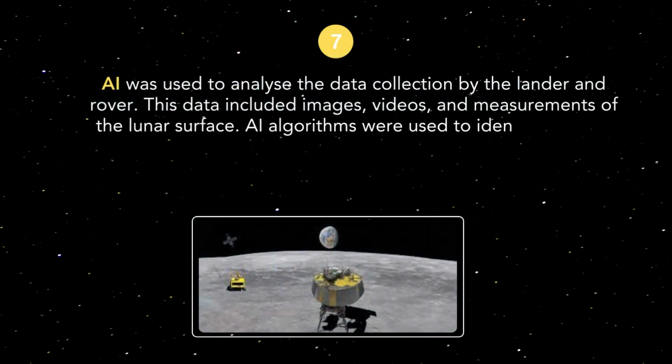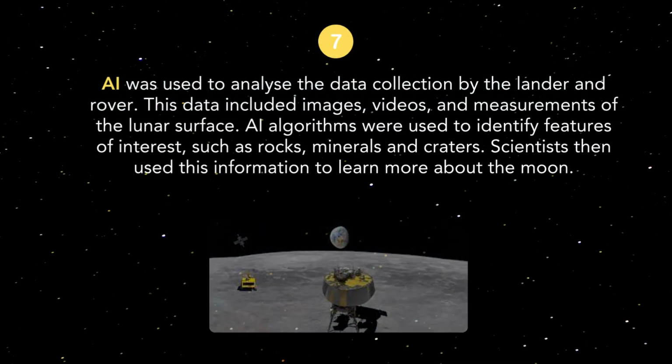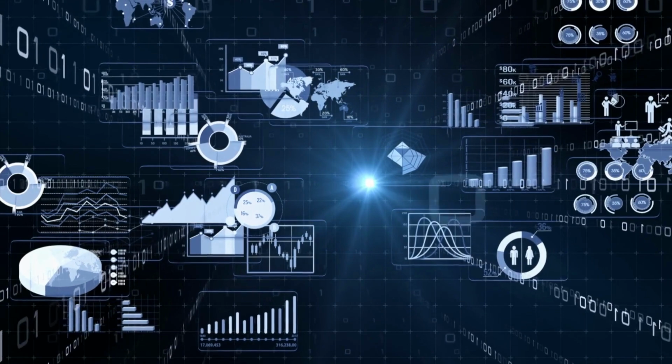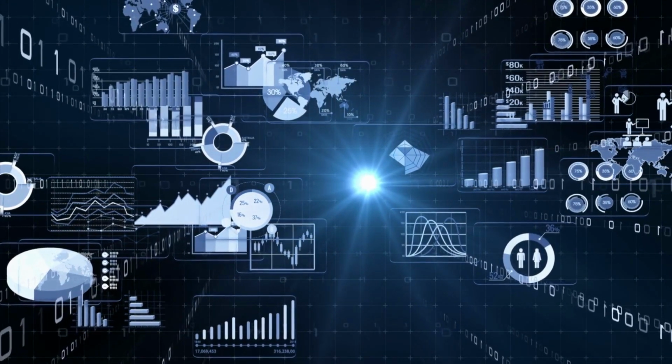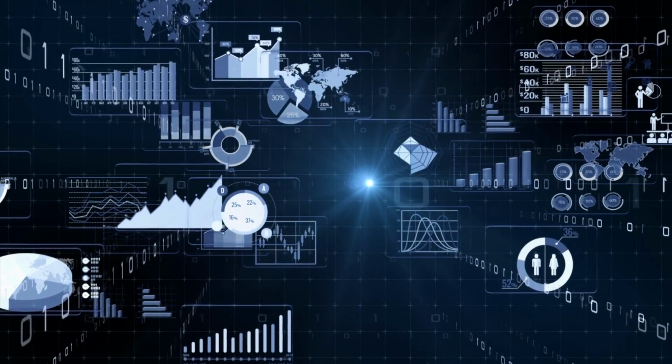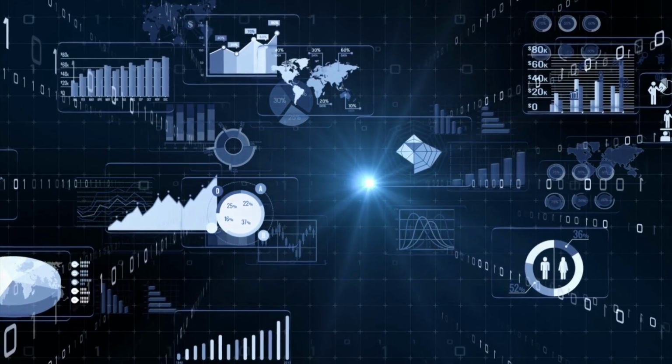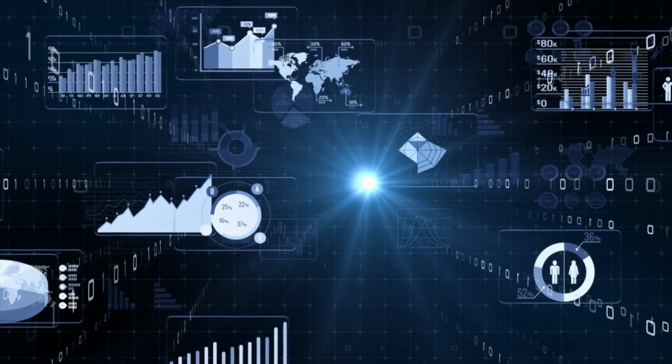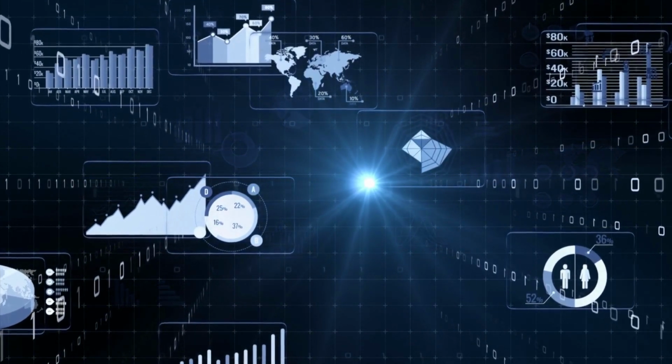AI was used to analyze the data collected by the lander and rover. This data included images, videos, and measurements of the lunar surface. AI algorithms were used to identify features of interest, such as rocks, minerals and craters. Scientists then used this information to learn more about the moon.